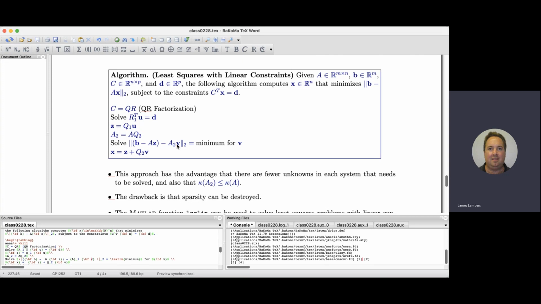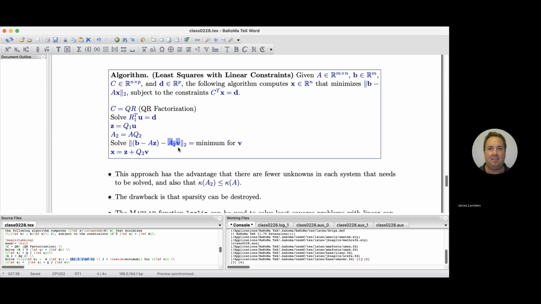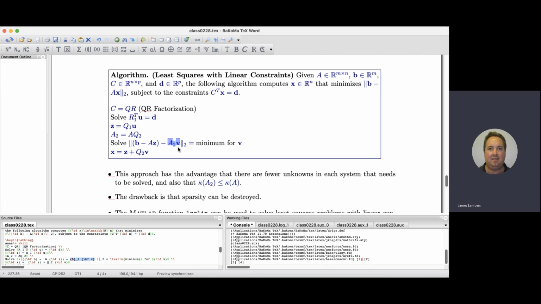So sure enough, we're solving our original problem where we have n unknowns, solving for x, and breaking it down into two problems, each of them having fewer unknowns. And that's what we would expect when you're solving a constrained problem, that it reduces the size of the problem. Okay. So another nice thing about this algorithm, besides the fact that we're solving systems with fewer unknowns, is that this system is at least as well conditioned as the original least squares problem involving A, but it could be better conditioned.